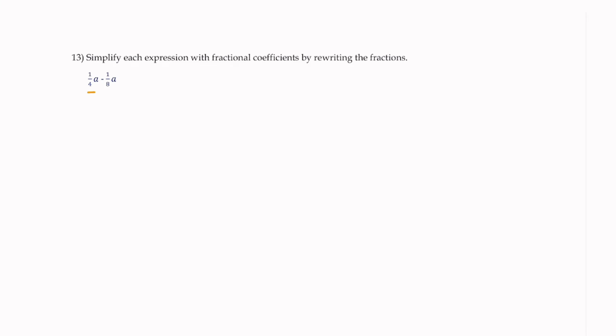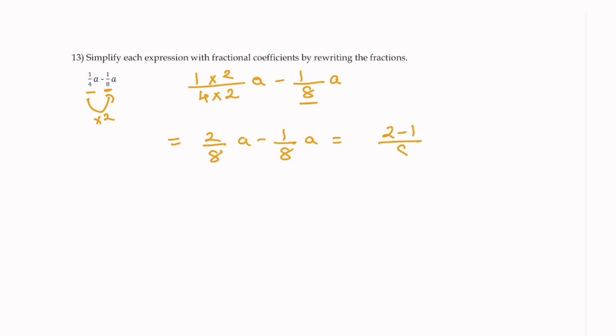13th. Now they are not the same, but we know how to solve that. 4 to 8 is basically times 2. 4 times 2 gives us 8. So our denominator has to be 8. And how do we do that? 1 over 4, we are going to multiply with 2. The second fraction, we don't do anything because the denominator is already 8. So that's 2 over 8a minus 1 over 8a, which is 2 minus 1 over 8a. And that gives us 1 over 8a.